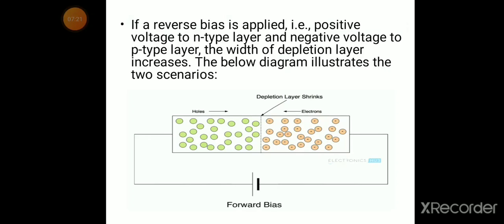If a reverse bias is applied, that is, positive voltage to the n-type layer and negative voltage to the p-type layer, the width of the depletion layer increases. The below diagram illustrates the two scenarios.